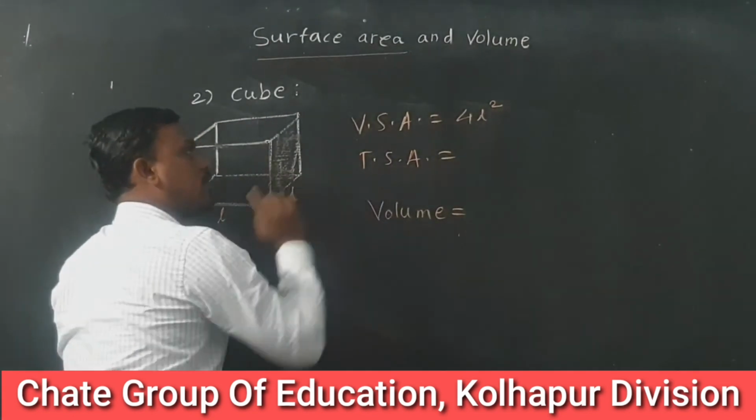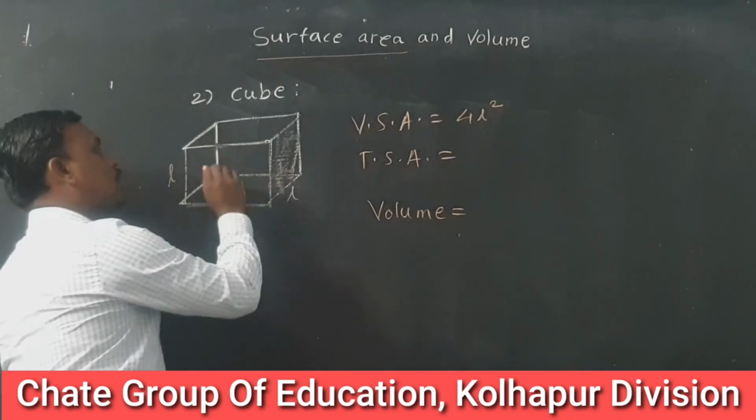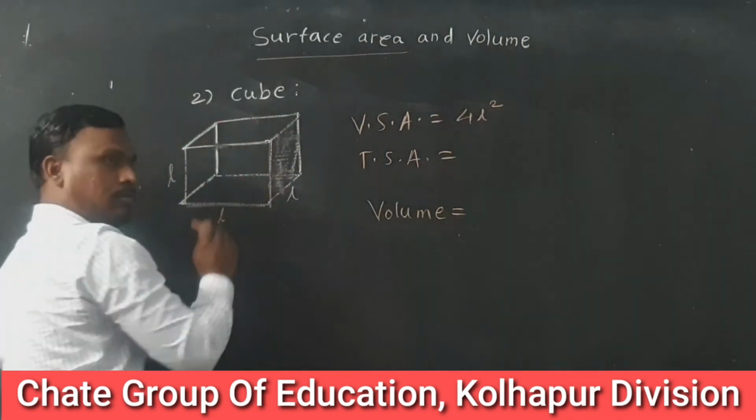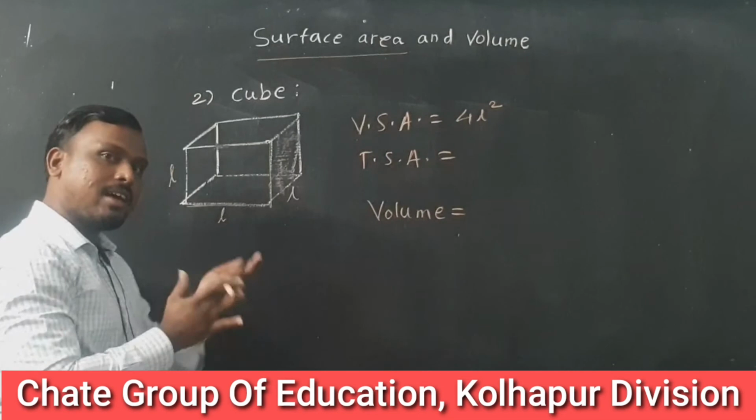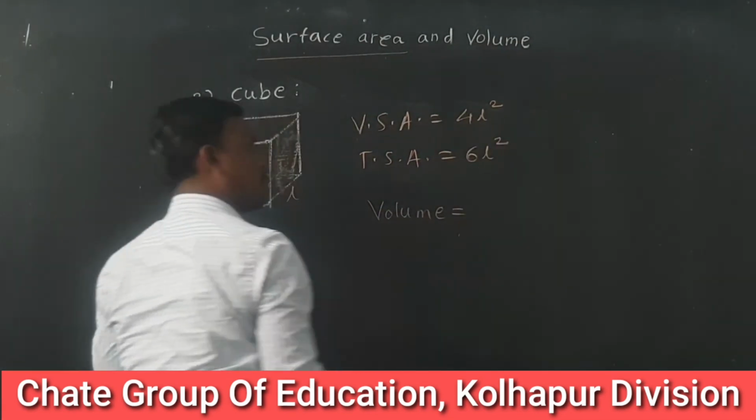Now the second one is total surface area. So how many total faces are there? See, count 1, 2, 3, 4, and top and bottom, 5, 6. So total there are 6 faces. So total surface area will be 6L square.